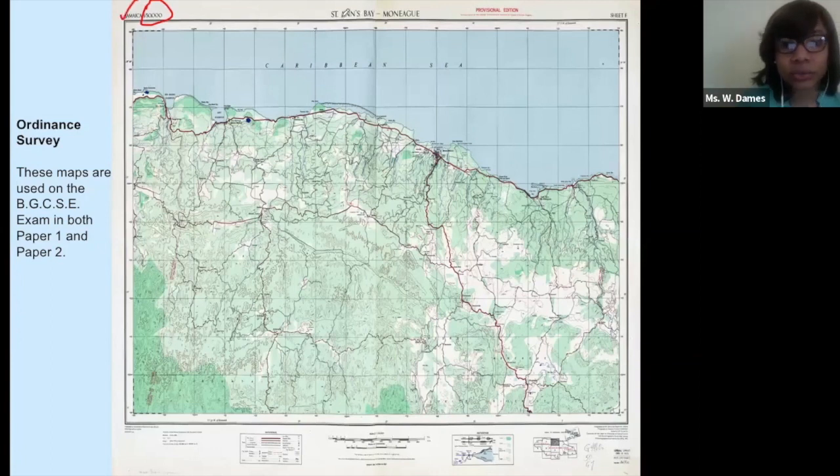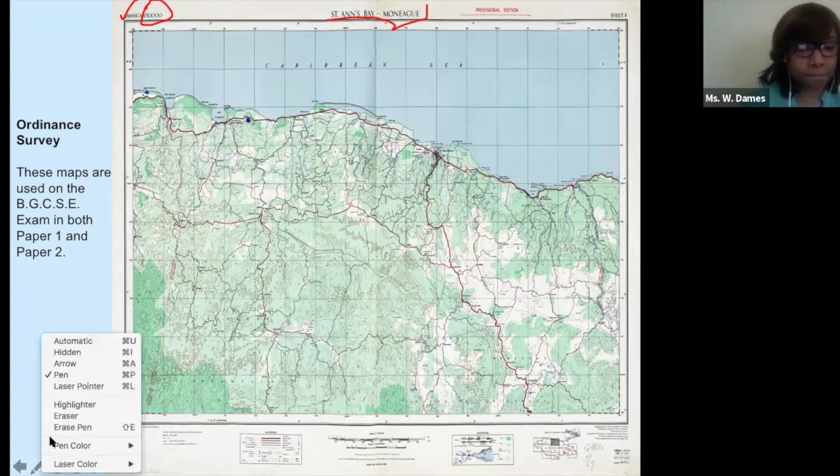Jamaica as your title. No, sorry, your title is St. Anne's. My screen was blocking that. St. Anne's would be your title. But then over here would be your scale. Okay, so you have some other different little features going on here as well. Definitely your grid lines. You see the grid lines, the map border. Okay, so we're going to come back to this map, but let's continue.